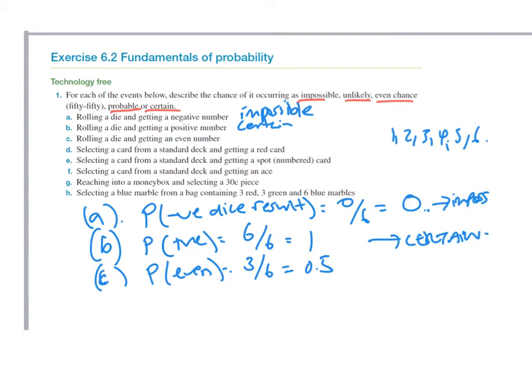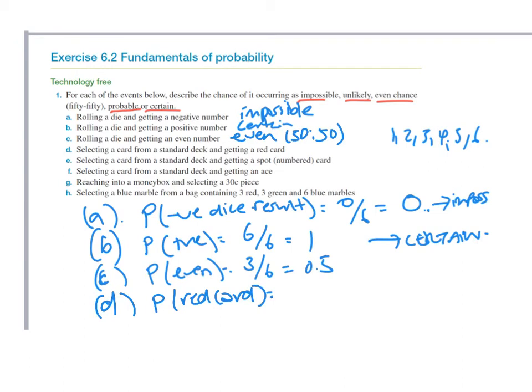Okay, next one is rolling a dice and getting an even. So we've done that. So in this language here, it's 50-50 or even chance. That's exactly 50%, not 49. Okay, D, selecting a card from a standard deck of cards and getting a red. So D is the probability of getting a red card.